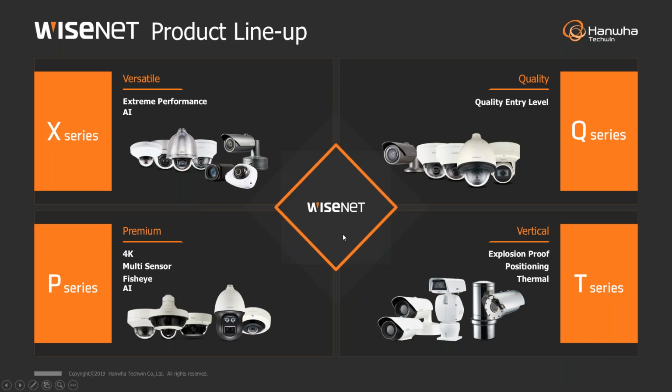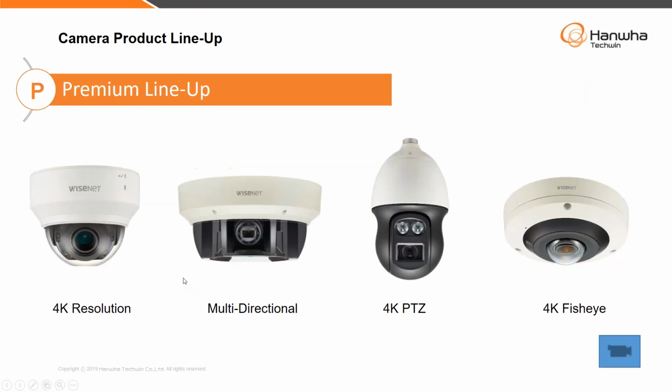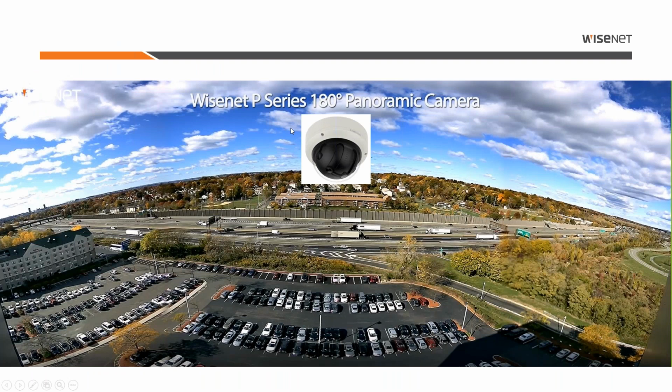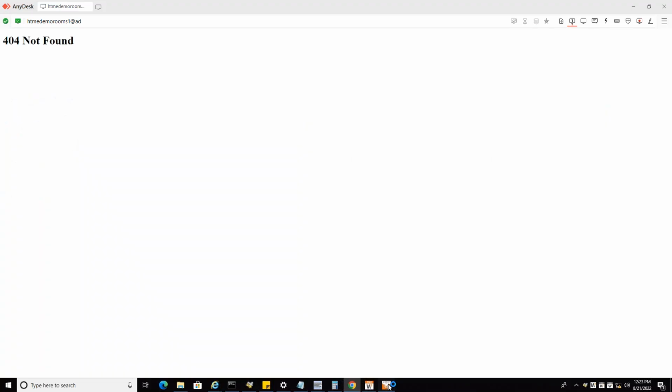Now there are four series for cameras: Q, X, P, and T. Q and X are, you can say, roughly same. P is also same, except there are four cameras in one body. For example, a multi panoramic camera. All right. So let me see if I have a panoramic around.